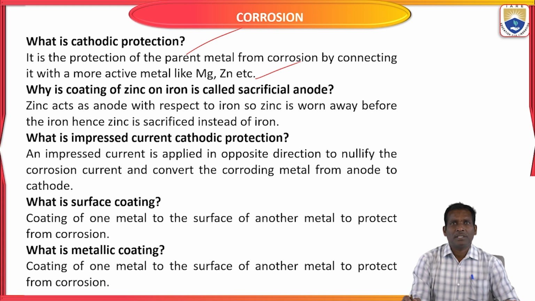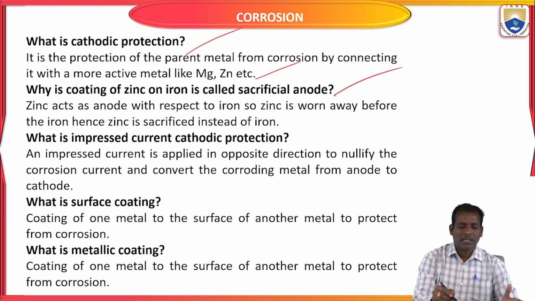Why is coating of zinc on iron called sacrificial anode? The zinc acts as anode with respect to iron. So zinc is run away before the iron. Hence, zinc is sacrificed instead of iron.